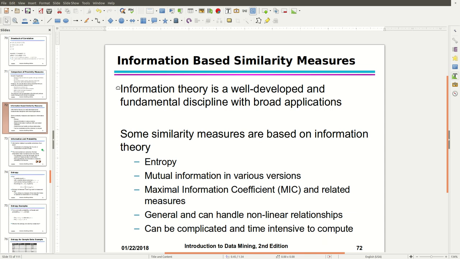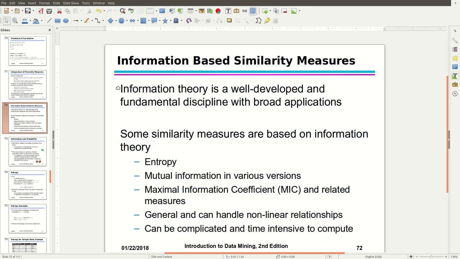We talked about similarity measures before, but this time I will also cover information-based similarity measures. Information theory is a well-developed and fundamental discipline with broad applications. In this module, I will talk about some similarity measures that are based on information theory. We will cover entropy. We'll talk about mutual information in various versions.